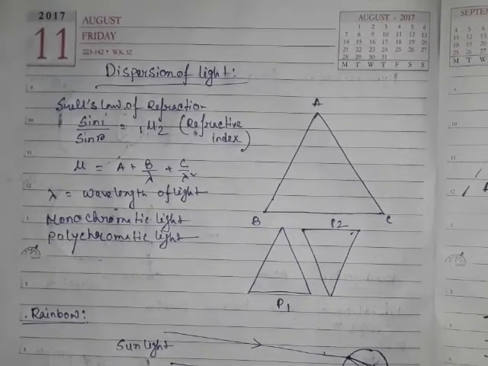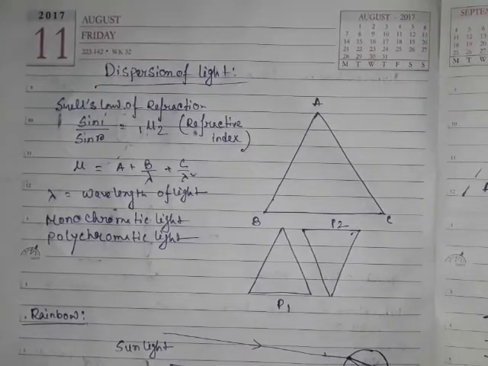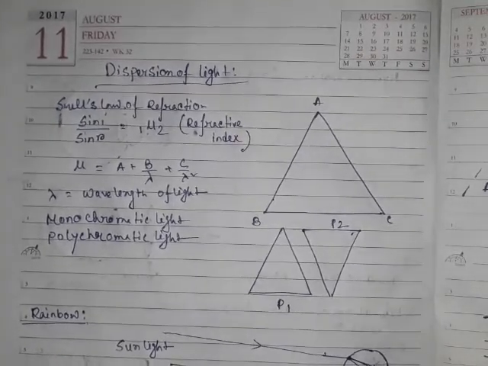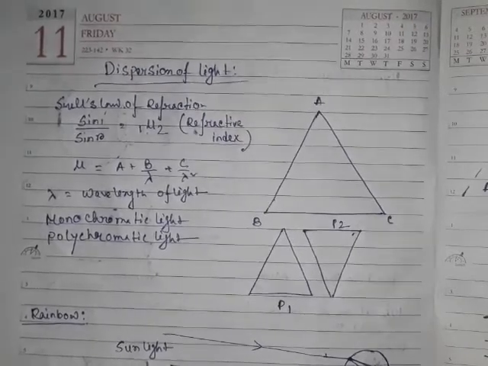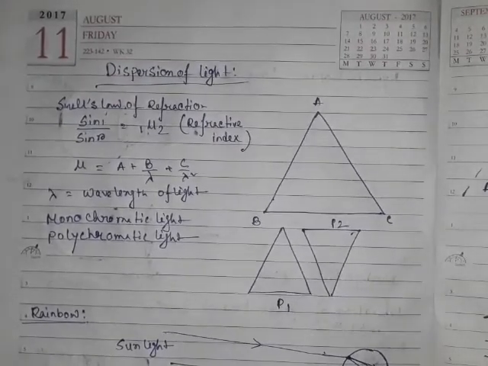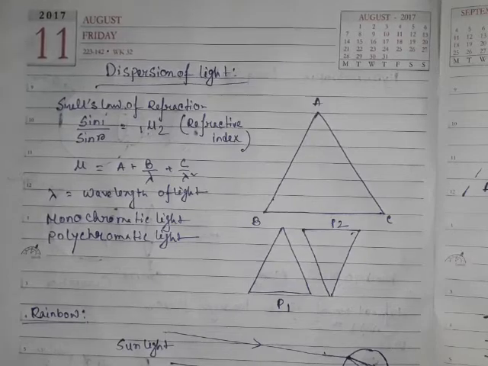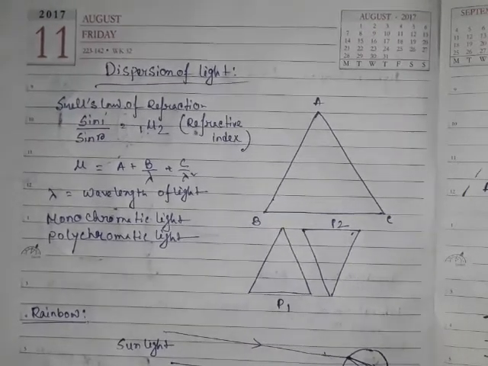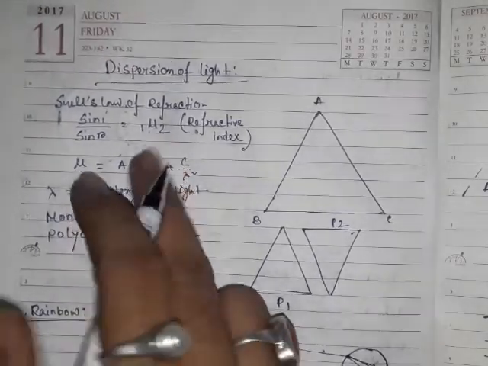But polychromatic light is a light with a number of colors. So it may be the white light. White light has 7 colors, we already know. So it is a polychromatic light. Okay, so when a polychromatic light, we already knew about these things.